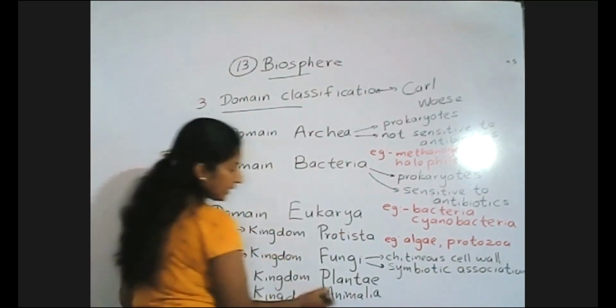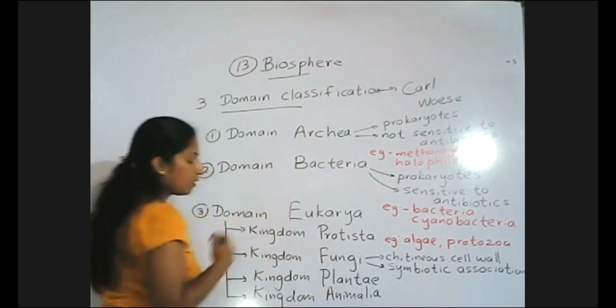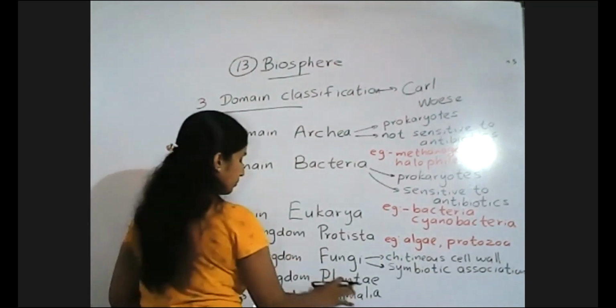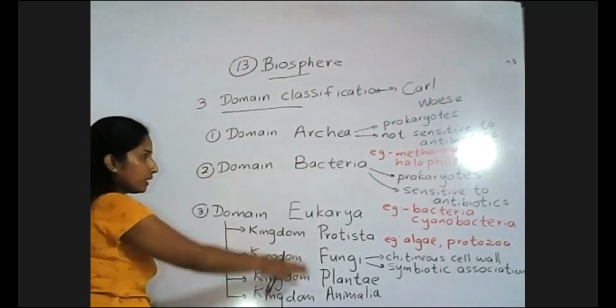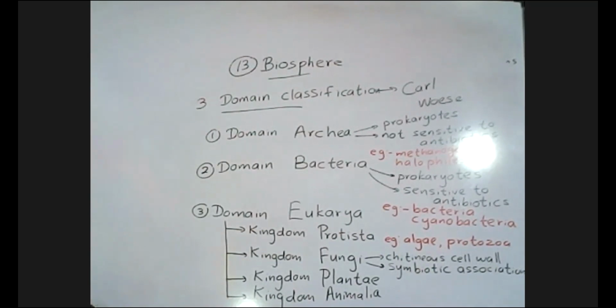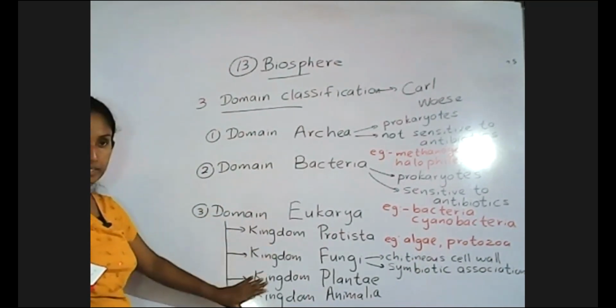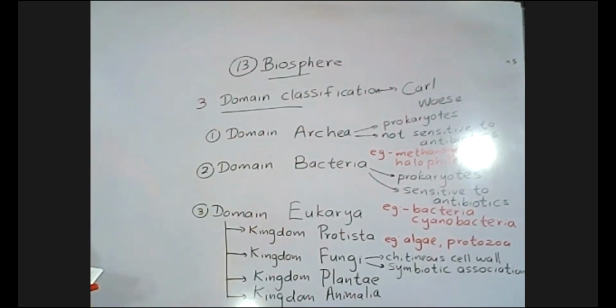And in kingdom Plantae, all the plants belong to that one, and in kingdom Animalia, all the animals belong to that one. Separately, we have to discuss Plantae and Animalia. So these are the very basic things about the classification. The 3-domain classification by Carl Woese: Domain Archaea, Bacteria, and Eukarya. Then again, Eukarya separates into 4 kingdoms: Protista, Fungi, Plantae, and Animalia.